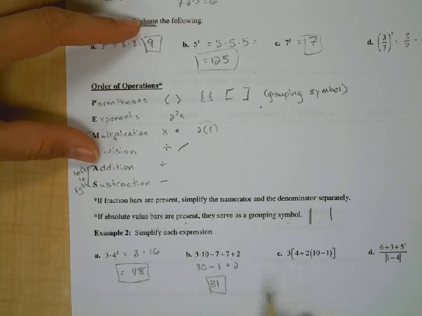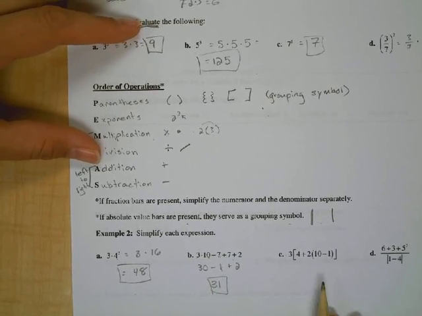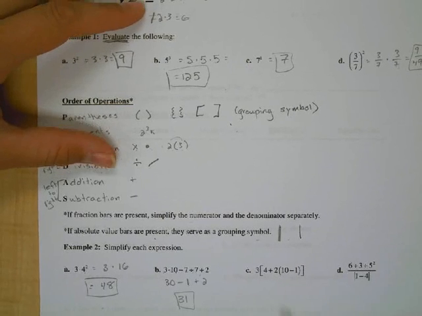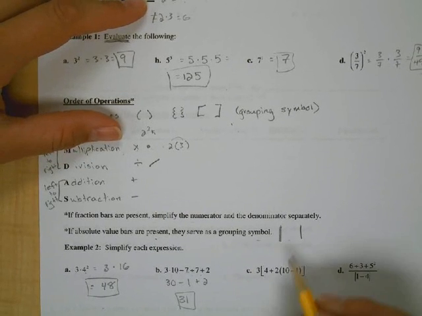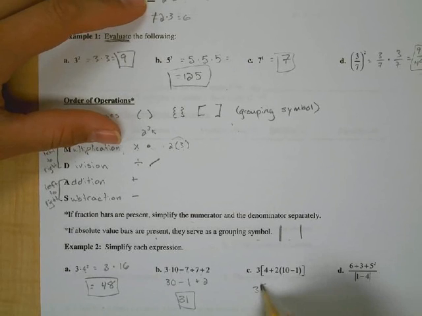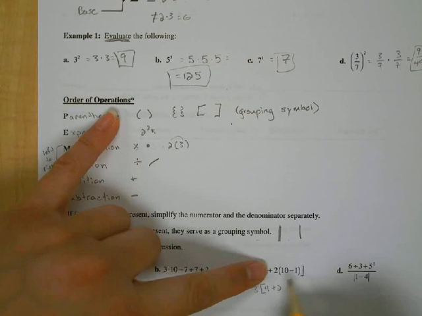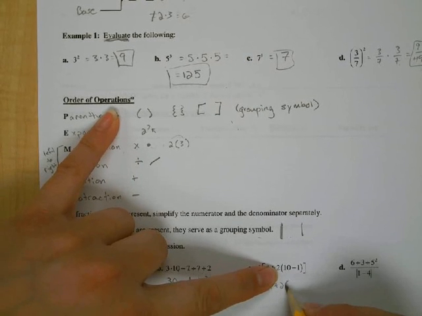Same thing here. Now you have to be careful. I've got all kinds of parentheses and brackets and stuff. You start with the innermost set of parentheses. So right here I'm just going to write down the rest of the stuff. Notice I did not add 4 and 2. Addition is the last thing that happens, so we can't do that first. We're going to do 10 minus 1 is 9.